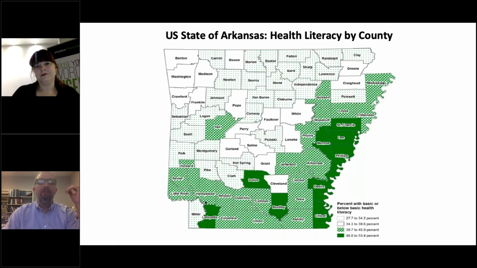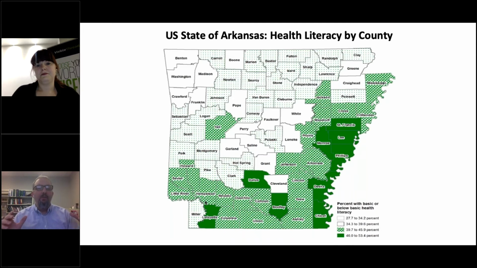This is my new state of Arkansas, actually. And this is the health literacy levels by county. So the darker it gets, the worse in terms of health literacy, people with basic or below basic health literacy category. So this region where it looks like a hockey stick, coming down and then over to the left, that's called the Delta region. So the Mississippi River is right there.